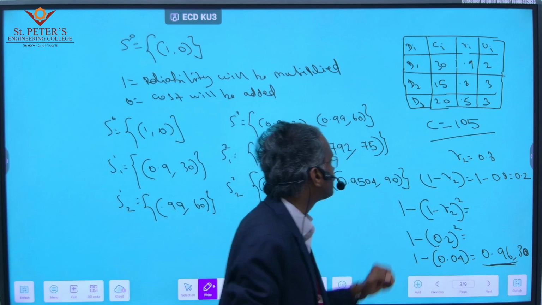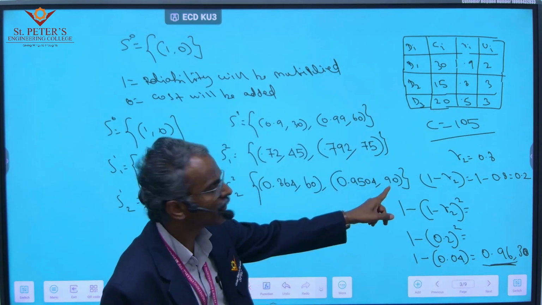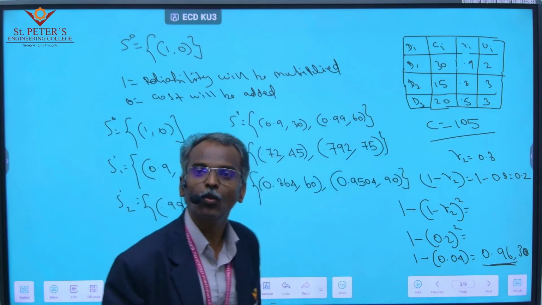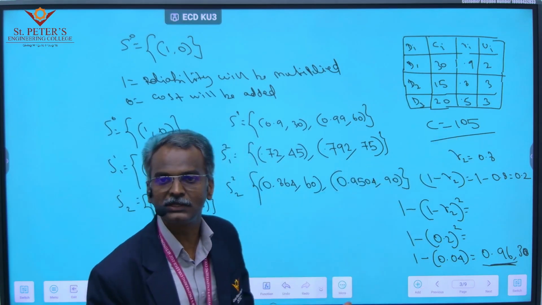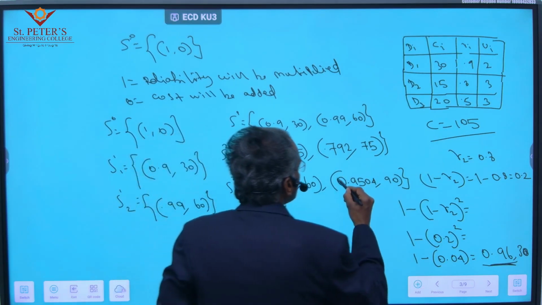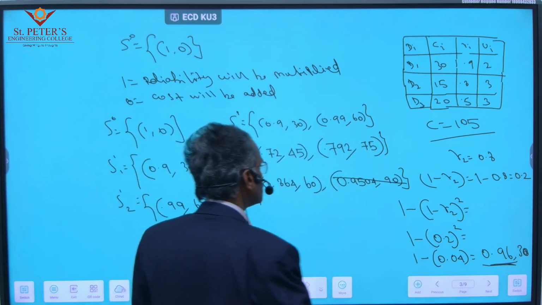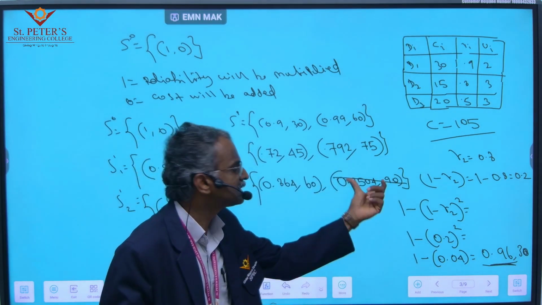So will you be able to spend that 20? Because if you have already spent 90 rupees, 90 plus 20 is 110. Total cost itself is 105. You can't buy the third device. So in that case, we can rule out this set. In order to buy the third device, we are not considering this set.